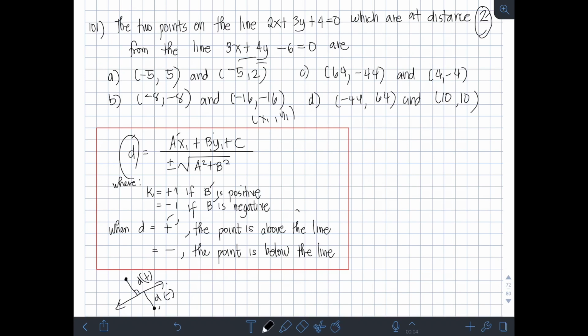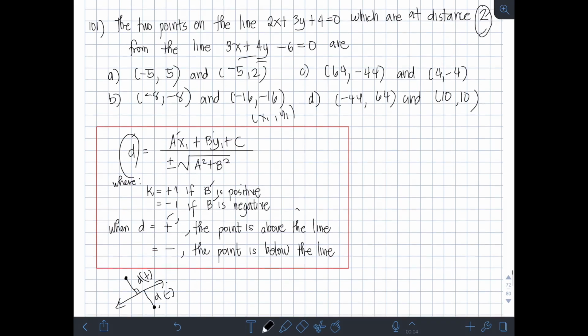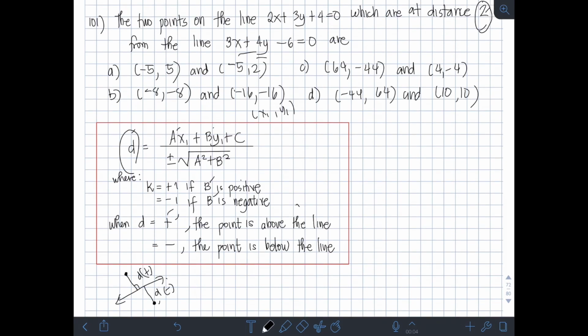Okay? So, dahil dalawang points yung hinahanap, kasi ibig sabihin nun may 2 cases tayo. Kapag positive yung distance, saka negative yung distance. So, kuhain muna natin kapag positive yung distance. Yung case 1 kapag yung point is above the line. So, therefore, yung distance natin will be positive 2. So, positive 2 is equal to yung formula natin.